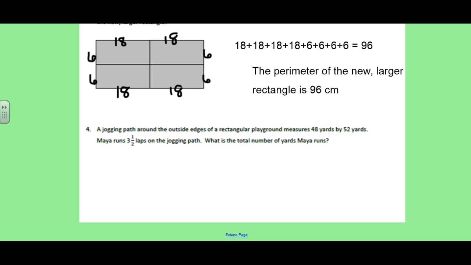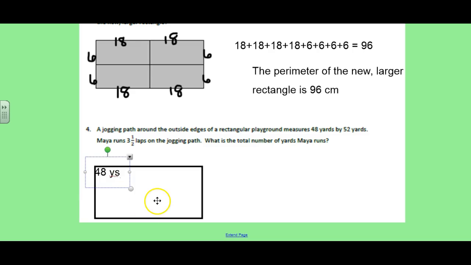Number 4 says a jogging path around the outside edges of a rectangular playground measures 48 yards by 52 yards. Maya runs 3.5 laps on the jogging path. What is the total number of yards Maya runs? So we've got to get our picture up here. We've got 48 yards on one side, and then we've got 52 yards on the other side, so we're going to get that labeled. It says that she ran that 3.5 times.